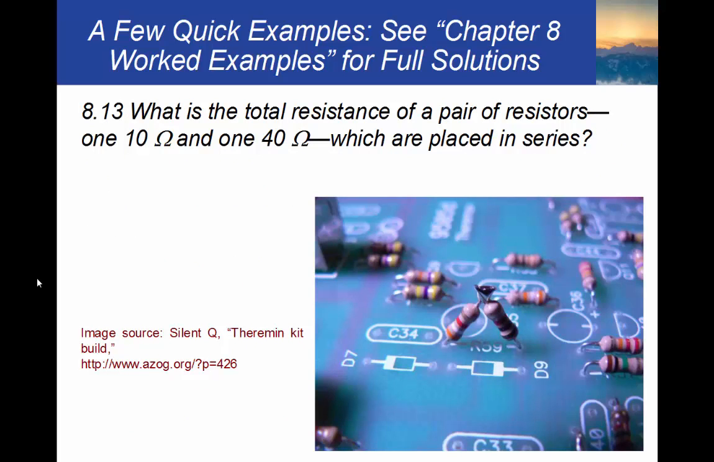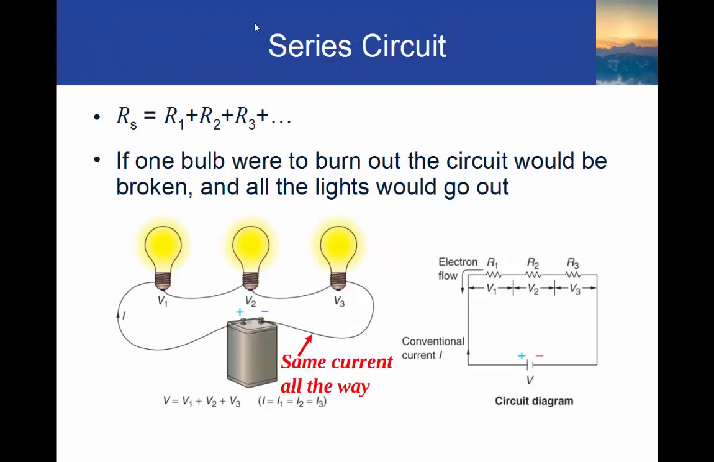Okay, now we are moving on to the part of the chapter in which we talk about circuits in which we combine resistors in series or in parallel. So the question is, what's the total resistance of a pair of resistors placed in series if one has 10 ohms and the other has 40 ohms? You might want to review the rules here for a series circuit. It says that the total resistance for a bunch of resistors combined in series is the sum of the individual resistances.